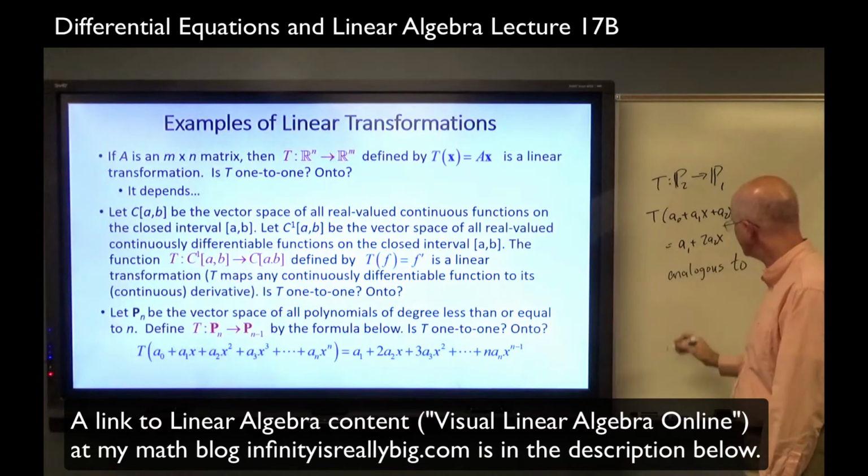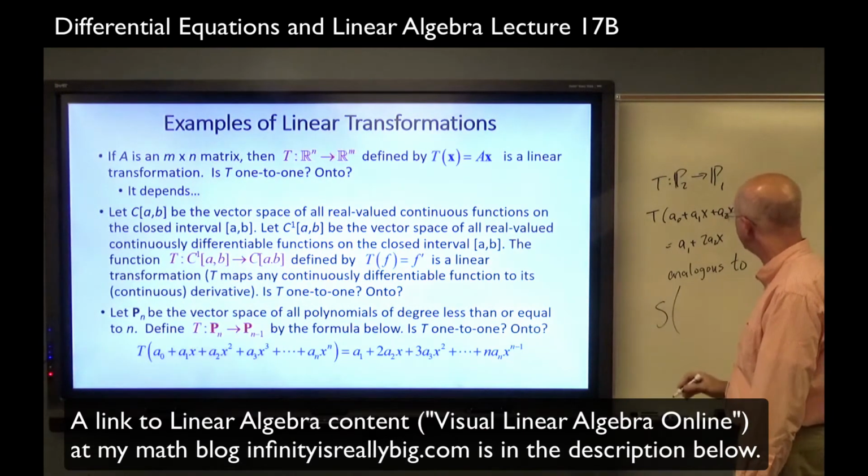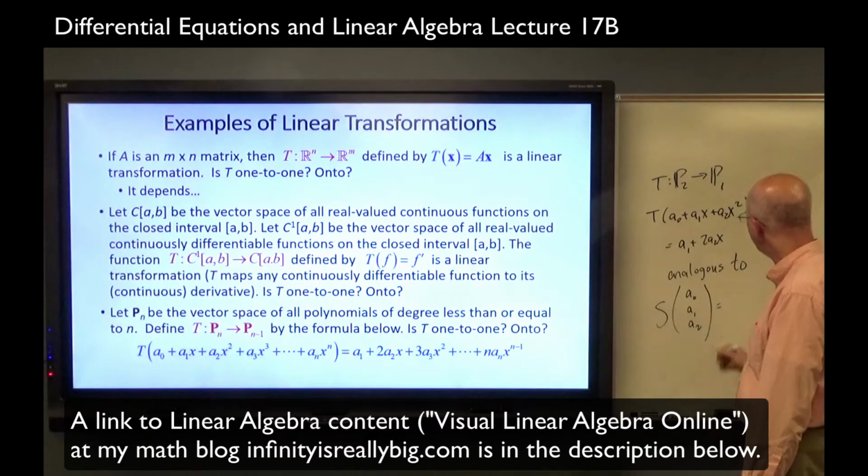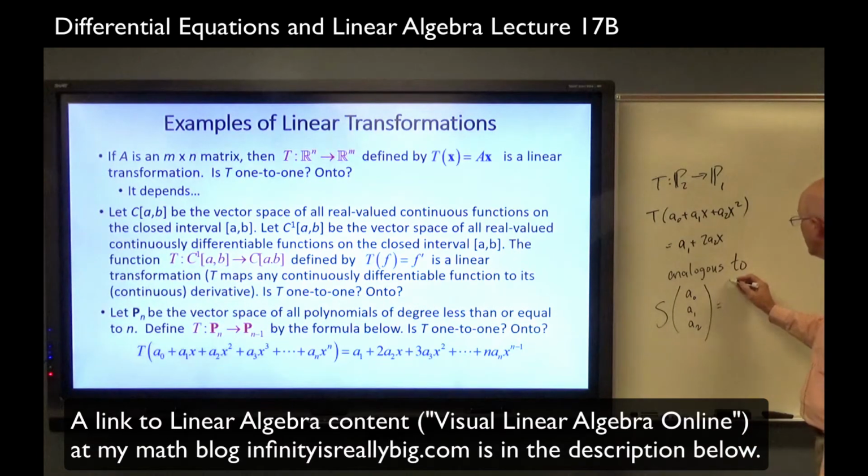to the linear transformation, I'll call it S, taking a three-dimensional column vector with components A0, A1, and A2, and mapping it to, well, I'm going to go ahead and write it as a two-dimensional vector, a vector A1, 2A2. Just focusing on the coefficients of these different powers of x, a zeroth power, a first power, and a second power. It's analogous to this linear mapping, which could be implemented with a 2x3 matrix. Because S maps from R3 to R2, it would be a 2x3 matrix. You may want to see if you can figure out what that matrix is.